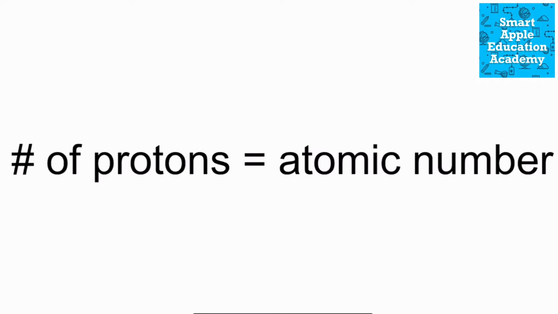Okay, so the number of protons is equivalent to the atomic number. So what I mean by that is, suppose that the number of protons for an element is 3, then the atomic number for that element is also 3. And if you're trying to remember what protons are, those are particles that are positively charged.